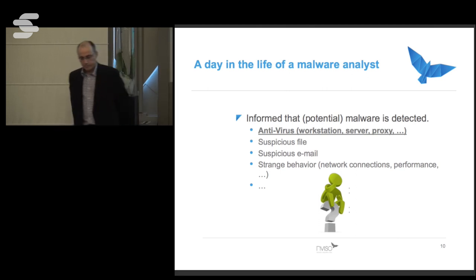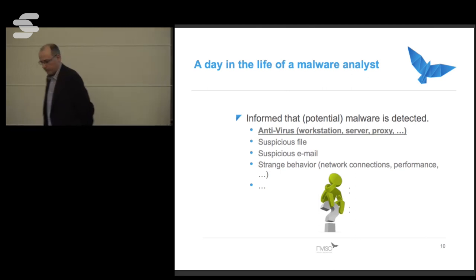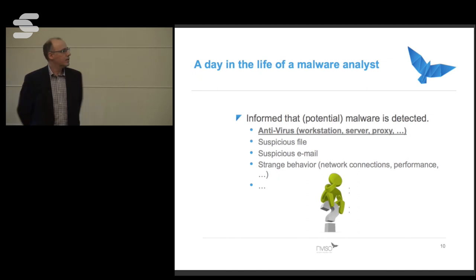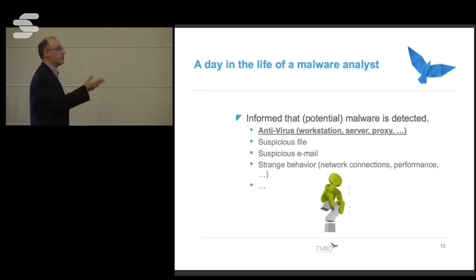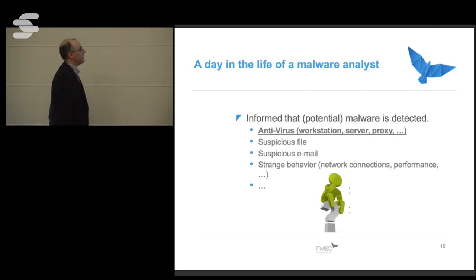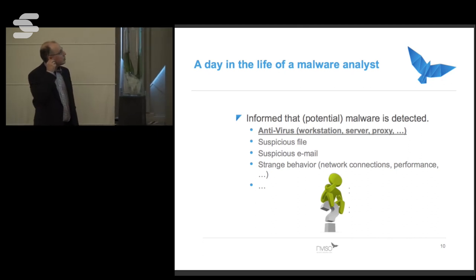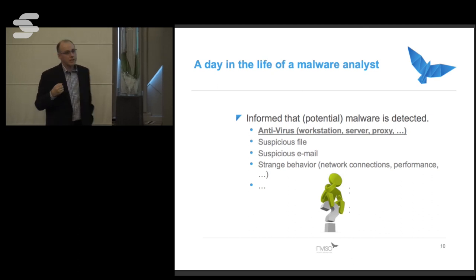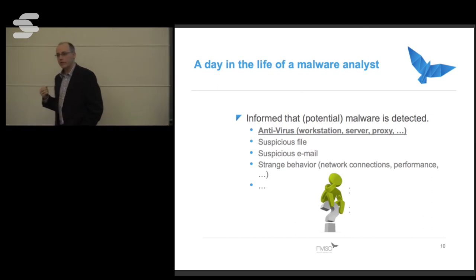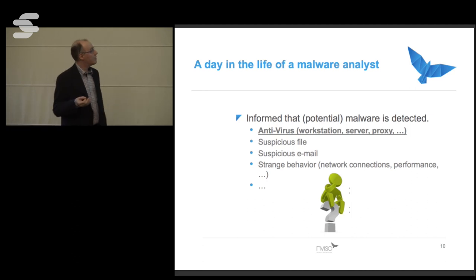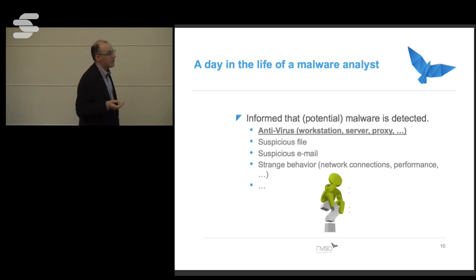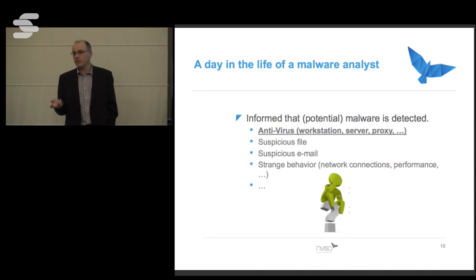Okay, so now that we have a working definition of what malware is. It's something malicious, okay. But how do you define malicious? Okay, you test it with the CIA. So now that we are in that position, how can we get informed as a malware analyst that malware has been detected? Well, a typical case, of course, is that antivirus will detect it and alert you.